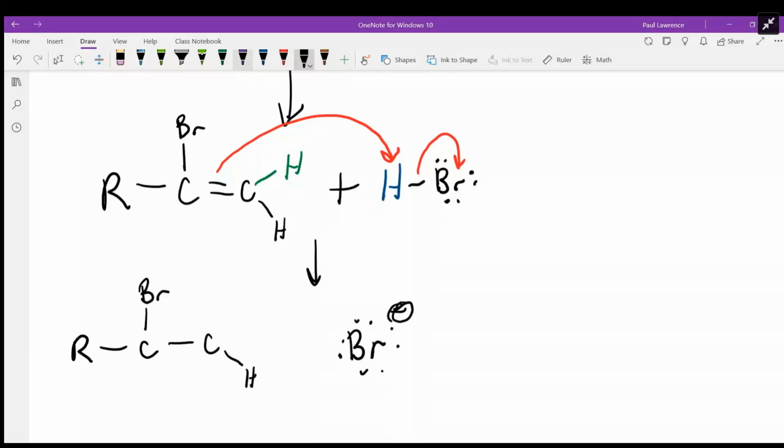So the green one is still there. And now what did we do? We added another hydrogen, represented by the blue one. Now, why did the hydrogen go to that carbon? It's following the Markovnikov rule again, because that's going to generate a more stable carbocation.